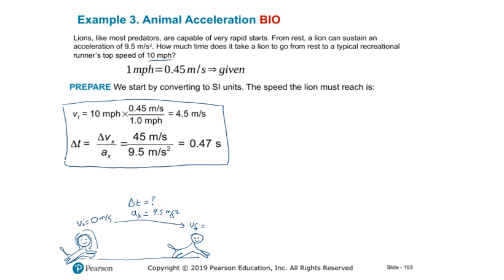How much time does it take a lion to go from rest to a typical recreational runner's top speed, 10 miles per hour? So how much time would it take? That's what I'm asked. And I'm understanding that it's going to reach this speed. That would be my final speed, 10. I like showing miles per hour like this. It's more informative, so I'm going to call it that.